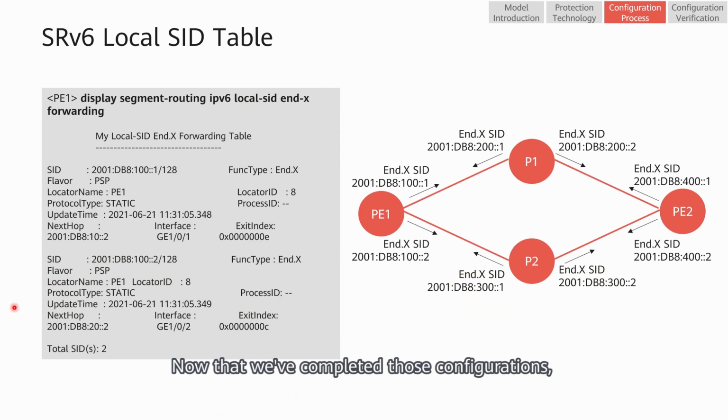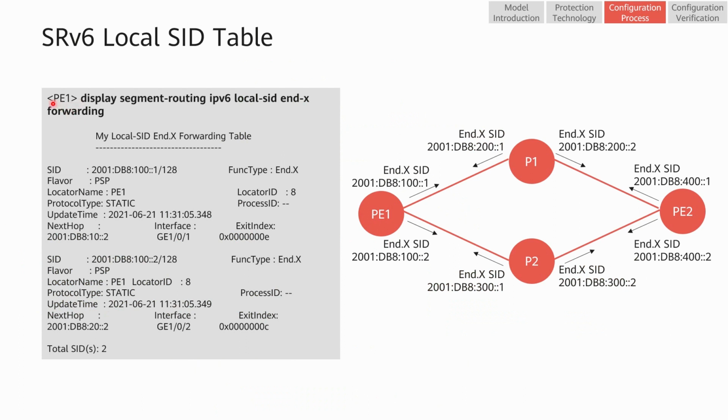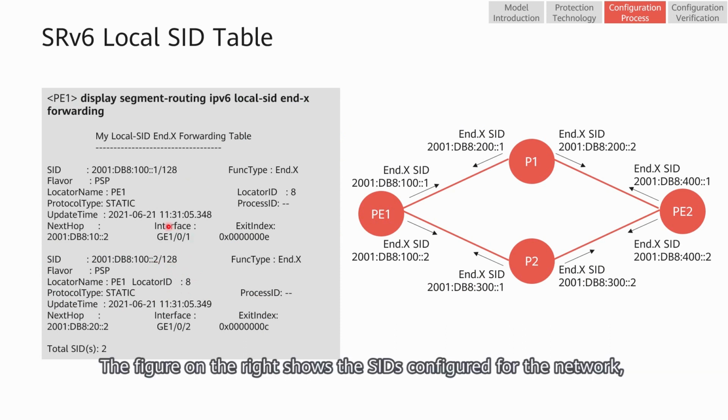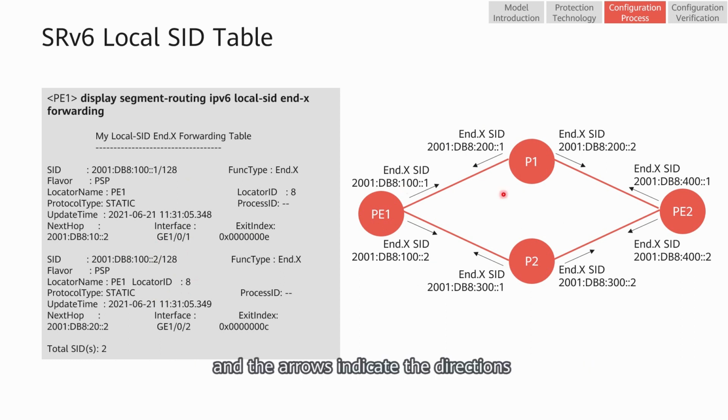Now that we have completed those configurations, let's look at the SRv6 seed table using P1 as an example. The command output shows that P1 has generated 2 AND.X seeds, and each of them is bound to an outbound interface. The figure on the right shows the seeds configured for the network, and the arrows indicate the directions of adjacencies identified by the seeds. These seeds will be used to orchestrate SRv6 TE policy segment lists.